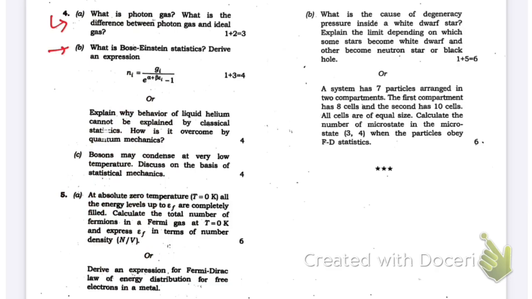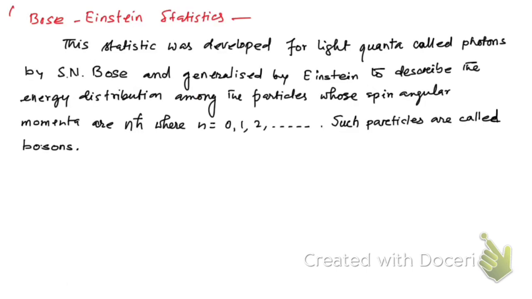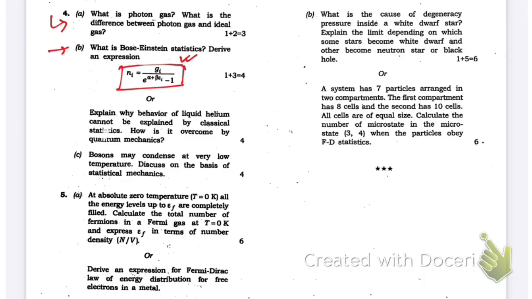The next question is: what is Bose-Einstein statistics, and derive this relation? Let me give you the answer. So here is the answer to question number 4b. What is Bose-Einstein statistics? Take the screenshot, and let me write the answer to the second part of this question, that is, we need to derive this expression.